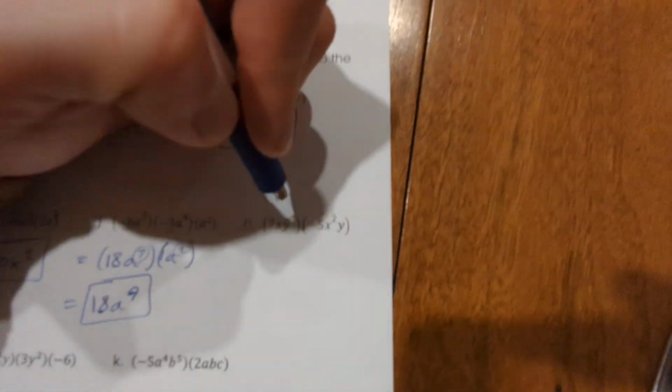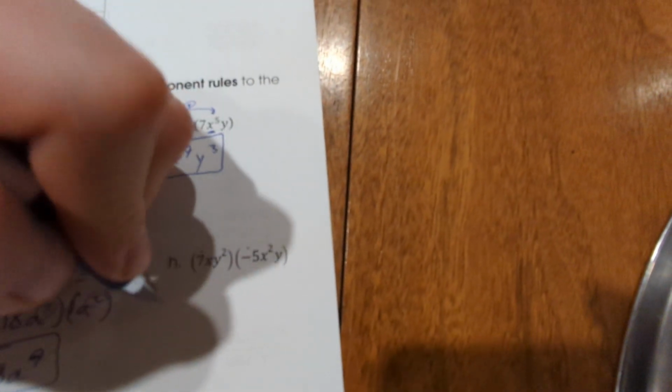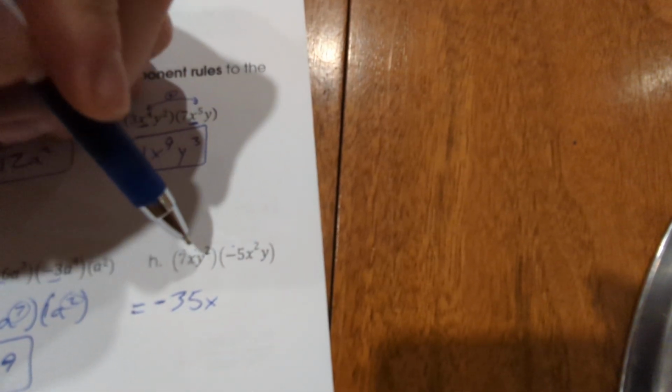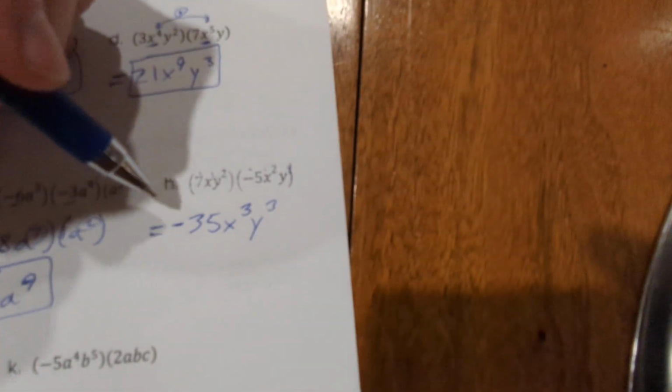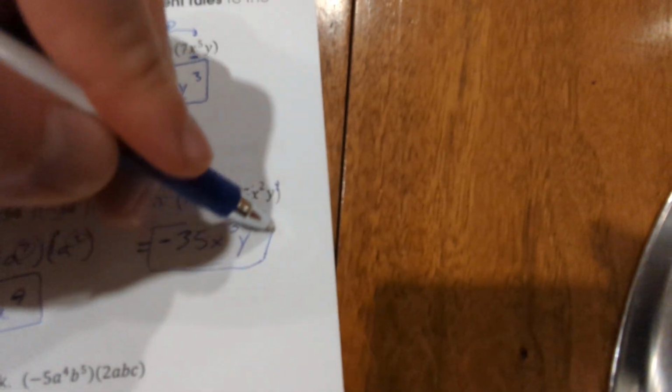Next one, again, we have multiple variables going on here, but we just have to take it one step at a time. So 7 times negative 5 is negative 35. And then we have an x, so we'll write down the x. And we're adding exponents. So this one has a 1, and then 1 plus 2 is 3. Then we have y squared, or y to the 2, and then y to the 1. So this is, again, 2 plus 1, which is also 3. So y to the 3. So we have negative 35, x cubed, y cubed. And that is our answer.